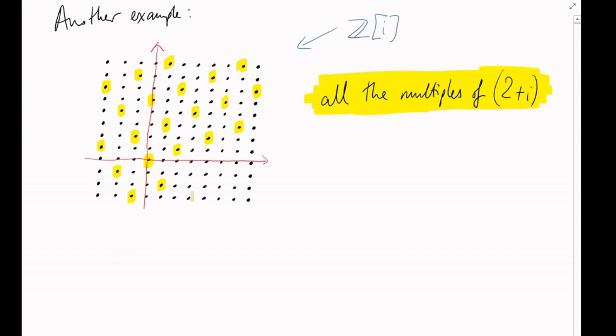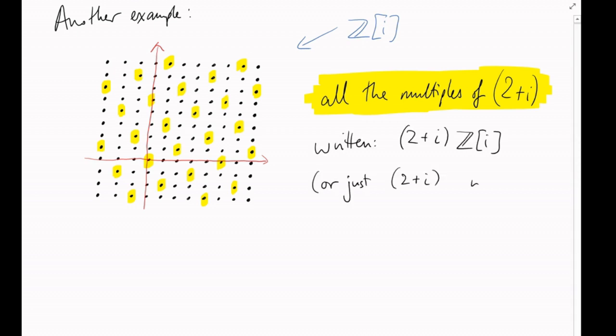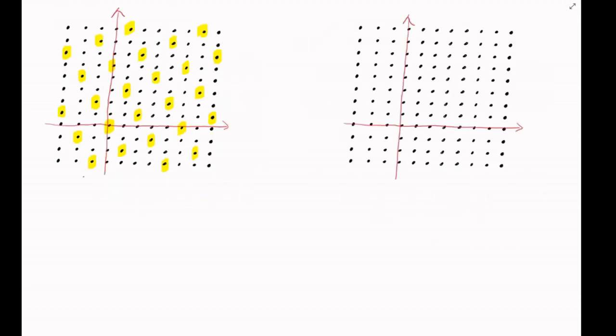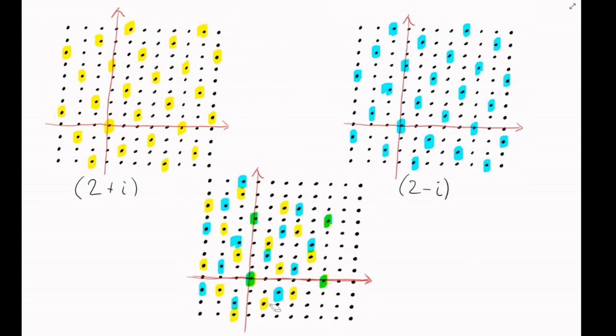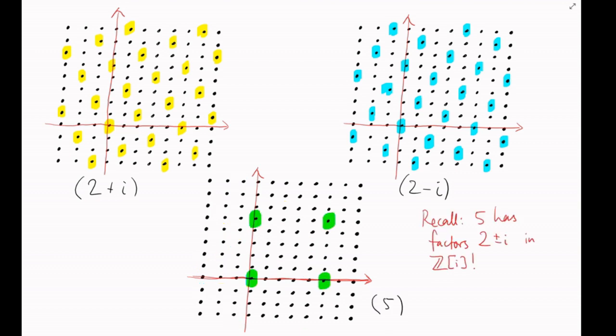The set we get at the end is the ideal of Z adjoin i generated by the element 2 plus i. I'm going to write that as (2 plus i) times Z adjoin i, or sometimes I'll just write 2 plus i in brackets if the ring is clear from the context. Now if you wanted to, you could also draw out 2 minus i, and you could see that where they overlap, where they intersect, is 5, as you might expect from the previous video.